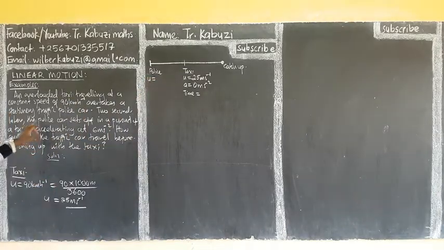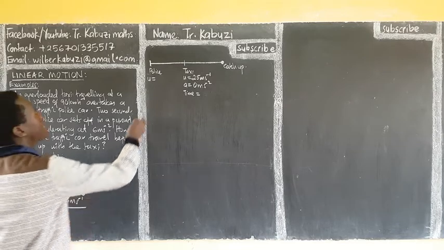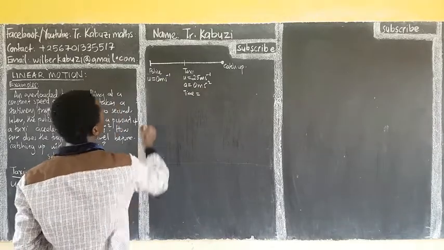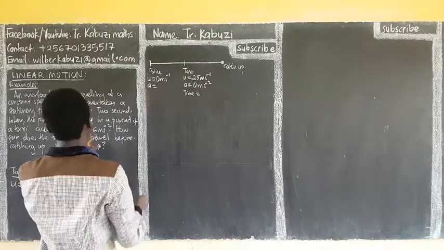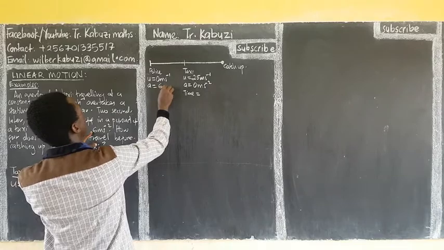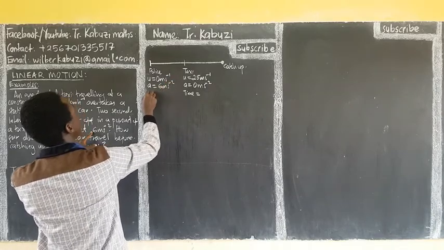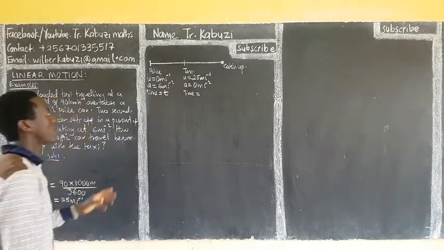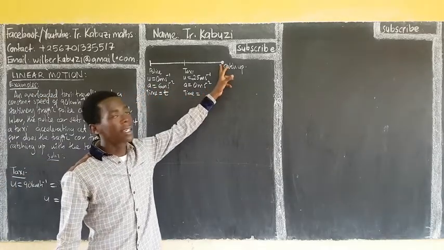So the principle is that first of all, its initial speed is what? They are telling us that it's a stationary police car, meaning stationary means that it's just at rest. If the car is at rest, its initial velocity is always going to be 0 meters per second. It was accelerating at 6 meters per second squared. Then the time it's using to catch this car, let us call it t.